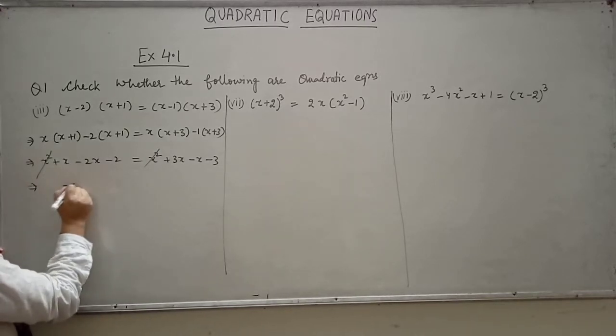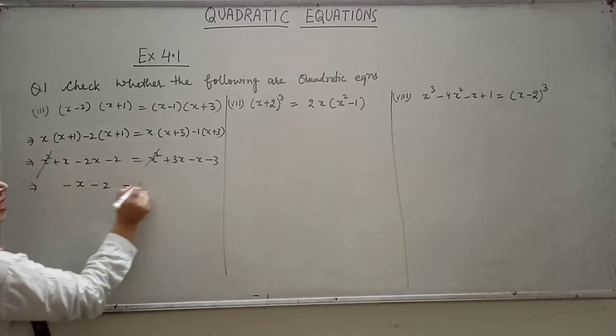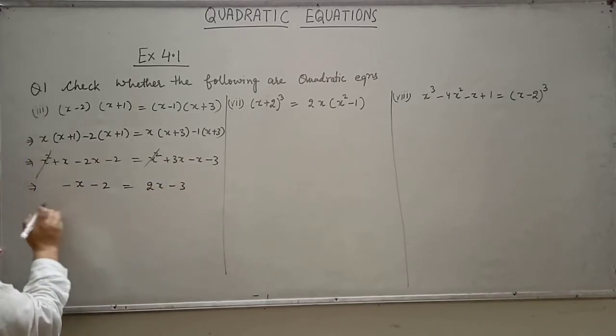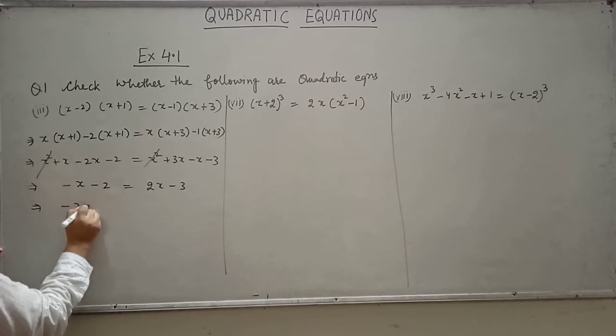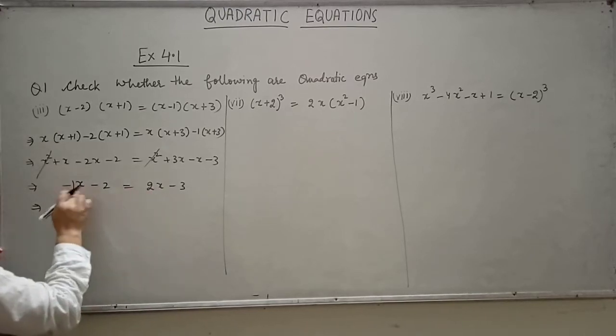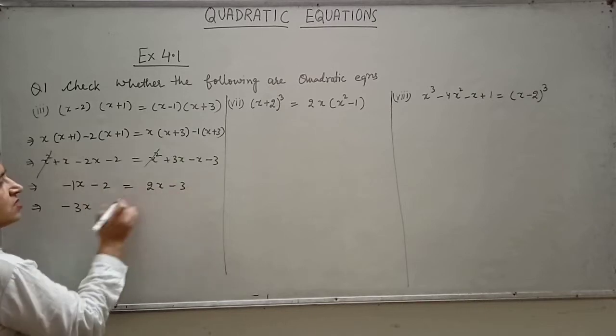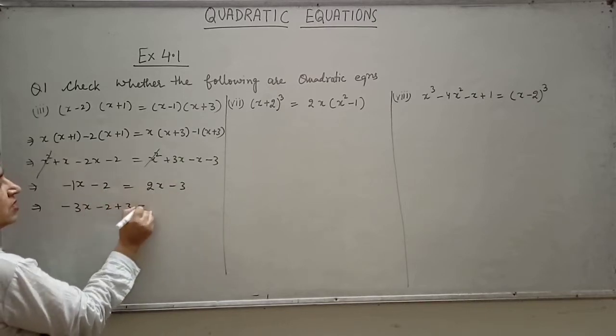x minus 2x is minus 1x minus 2, and this 3x minus x is 2x minus 3. Take it to the other side. This is minus 3x because this is minus 1x. It will move to this side as minus 3x, and here it will be minus 2 plus 3, that is equal to 0.